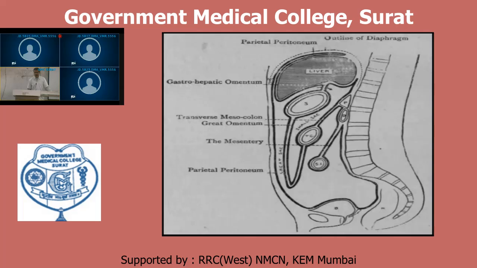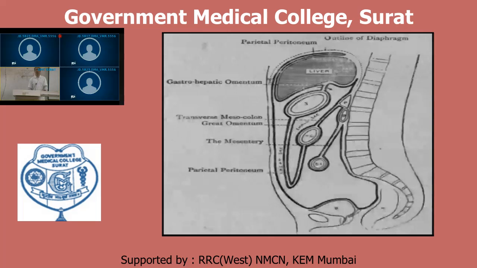Now in this downward extension, you can see layer 1, layer 2. This greater omentum will show a total of 4 layers. Out of these 4 layers, first 2 layers: you can see the outer layer is layer number 1. This one is layer number 2. Now these 2 layers go downward inside the abdominal cavity, again reflect upward, and go toward the transverse colon.